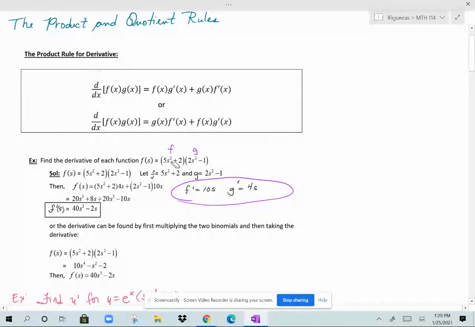And so now we will put it together in our formula. So I'm using this formula. So I have f times g prime plus g times f prime. And then from there, we want to do a little bit of algebra to simplify this. So I distributed the 4s across, and I distributed the 10s across, giving us this third line right here of 20s cubed plus 8s plus 20s cubed minus 10s. And then if we combine like terms, we will get that our derivative is 40s cubed minus 2s.